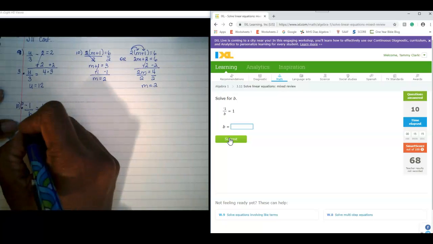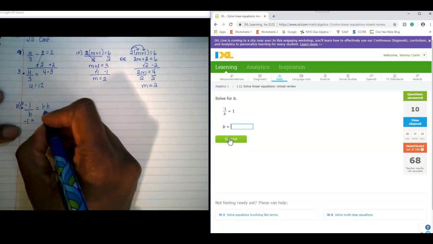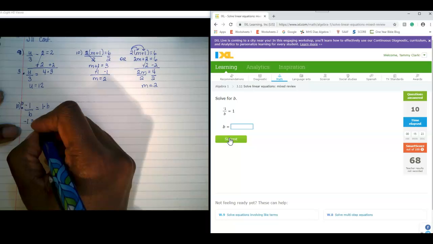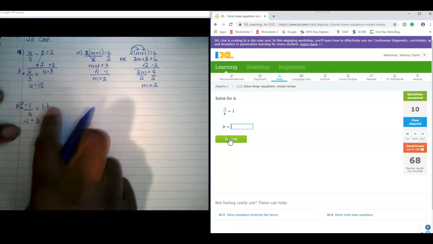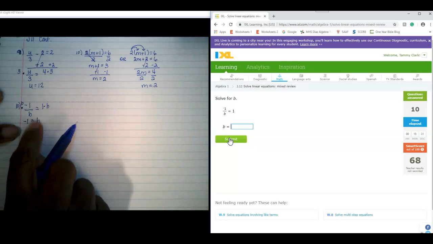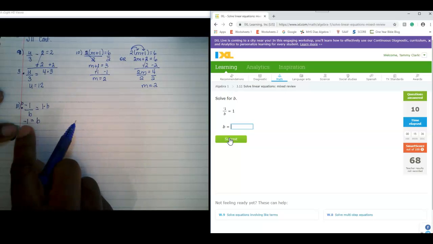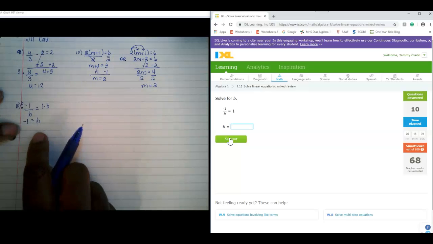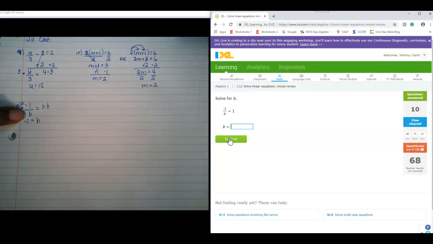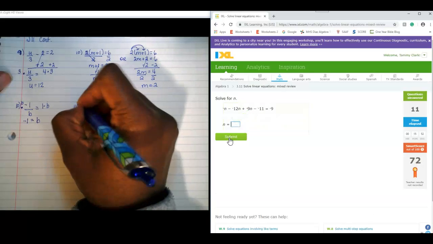And that leaves me with negative 1 is equal to b. Because 1 times b is just 1b. So there's no reason to put a 1 here and then divide by 1 because I get the same answer. So b would have to be negative 1, and that makes sense because negative 1 divided by negative 1 is positive 1. Make sure I put this in right because I do not want to lose my points. Let's look at the next one.